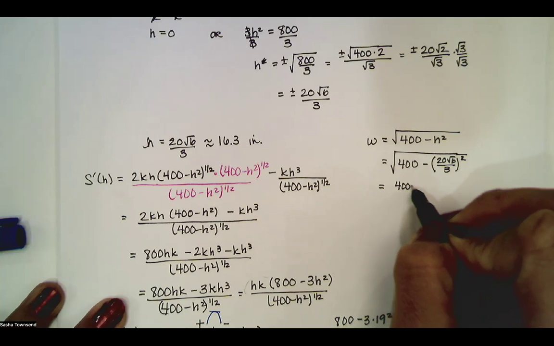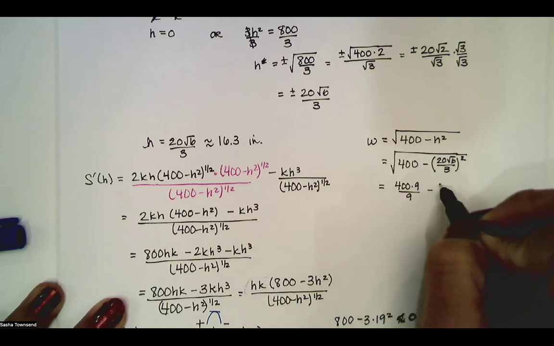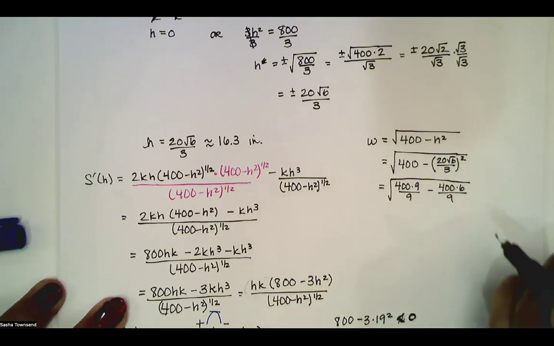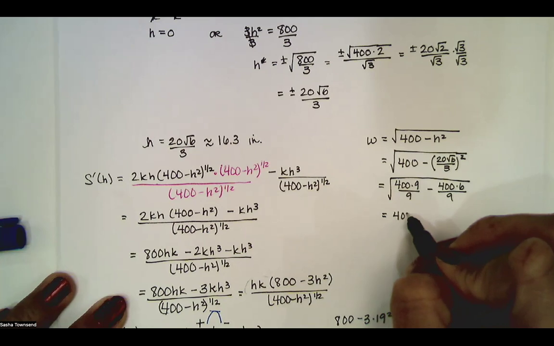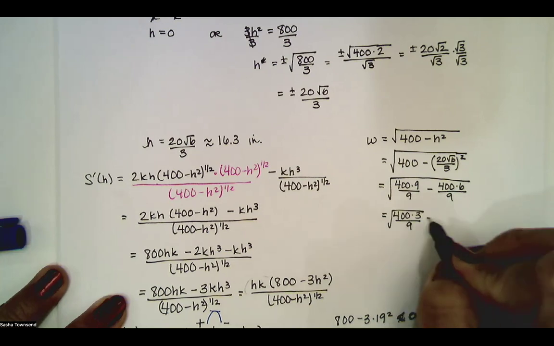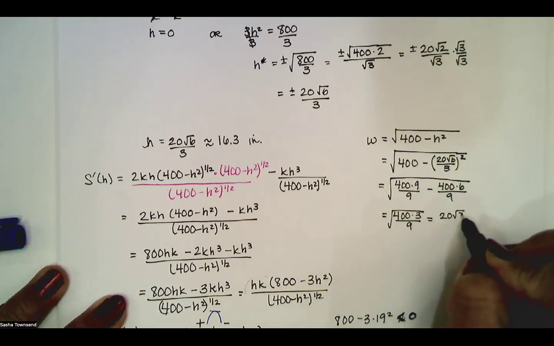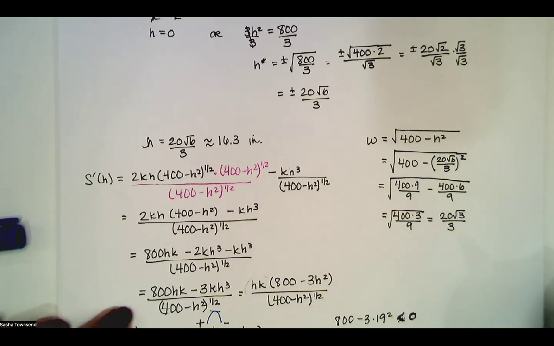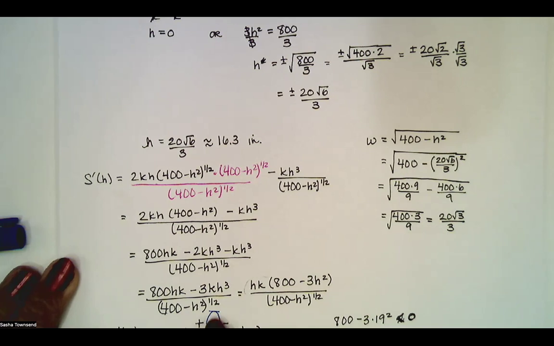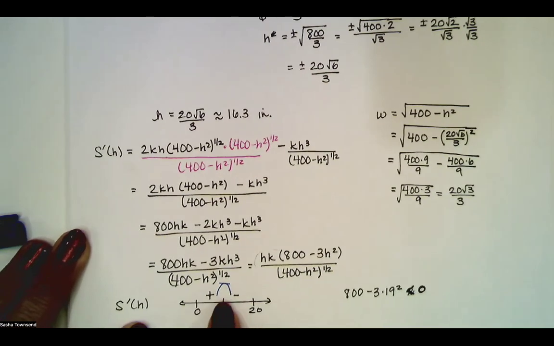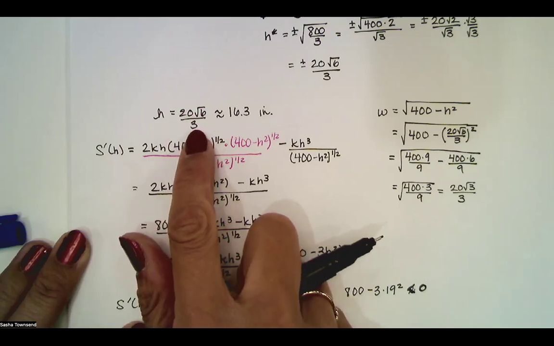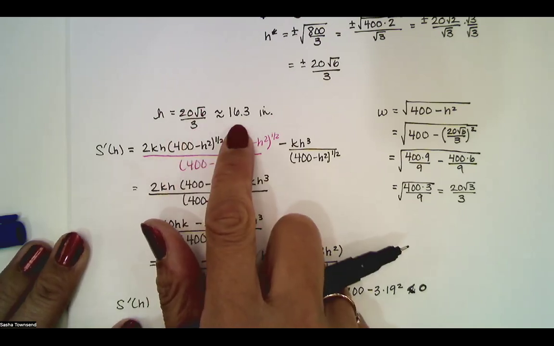So we're going to have 400 times 9 divided by 9 minus 400 times 6 divided by 9, all under one radical. That's going to give us 400 times 3 divided by 9. And that's going to be 20 square roots of 3 divided by 3 as the corresponding w value. So that h value corresponds to a relative max. So we know our function is maximized at h equals 20 times the square root of 6 divided by 3 inches, or approximately 16.3 inches.